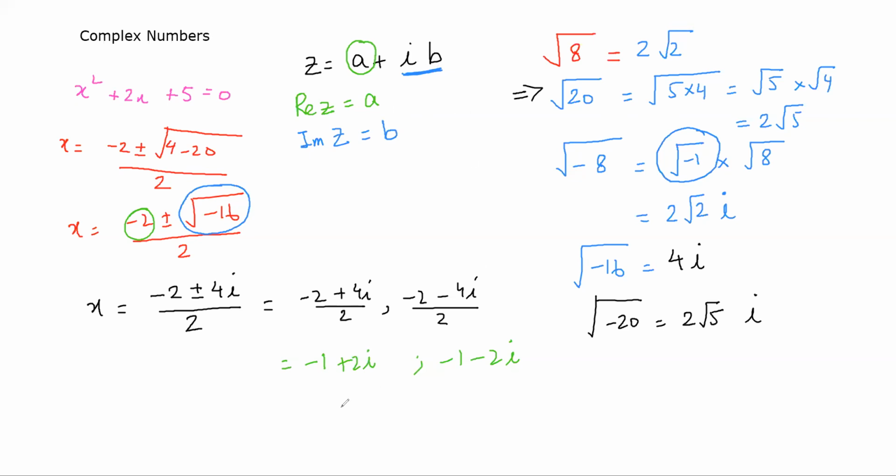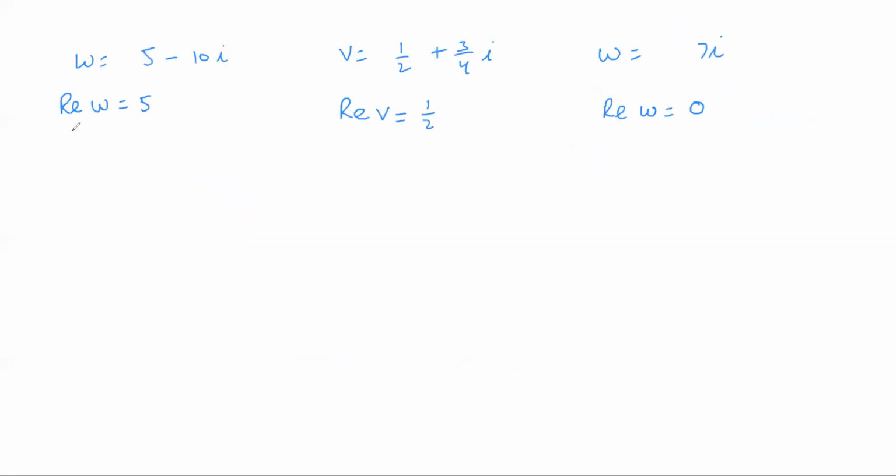Okay, like here the imaginary part of this x is 2, and here the imaginary part of this x is minus 2. Okay, if I go to this one here, what is the imaginary part of this w? Minus 10. Okay, what is the imaginary part of this v? That is 3 over 4, and the imaginary part of this w, that is 7. Okay, acha, now going back.